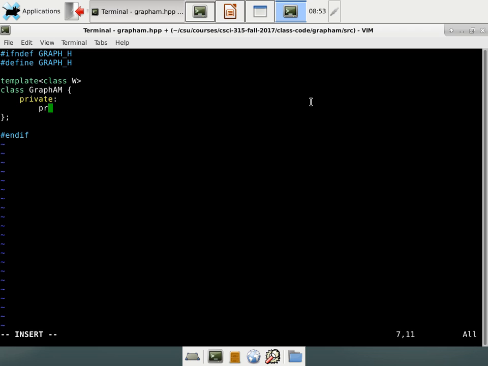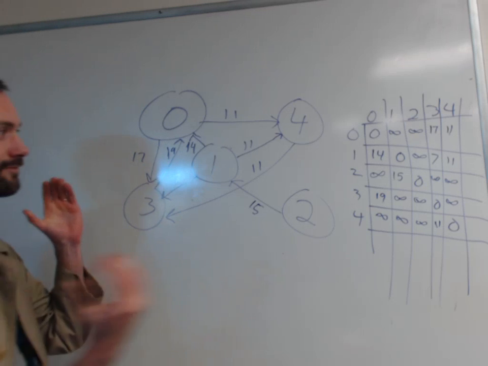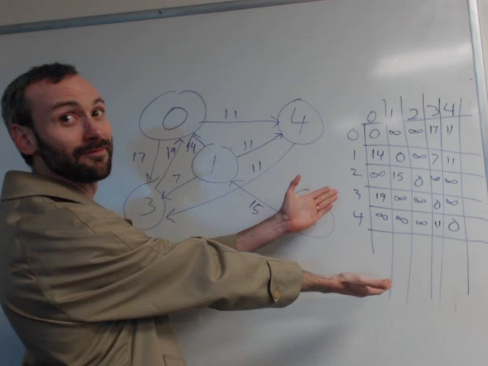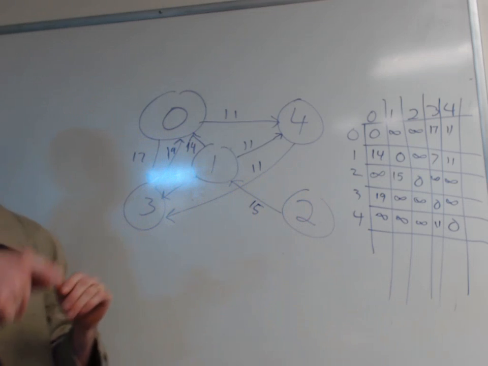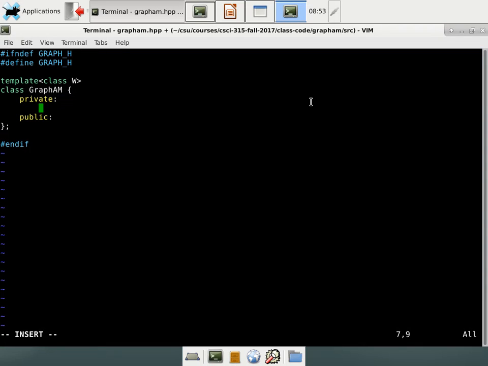All right, we're going to have some private parts and some public as well. All right, Adjacency matrix. What's stored here? Weights, nodes. How's it stored? As a matrix, as a 2D array, a 2D vector. Okay, a 2D vector. How do we do that?